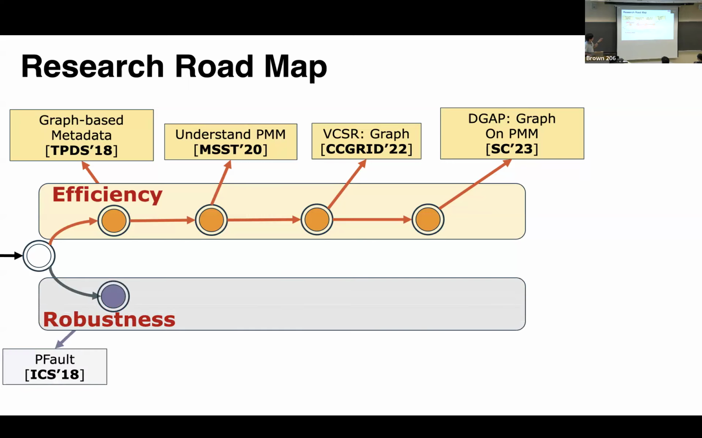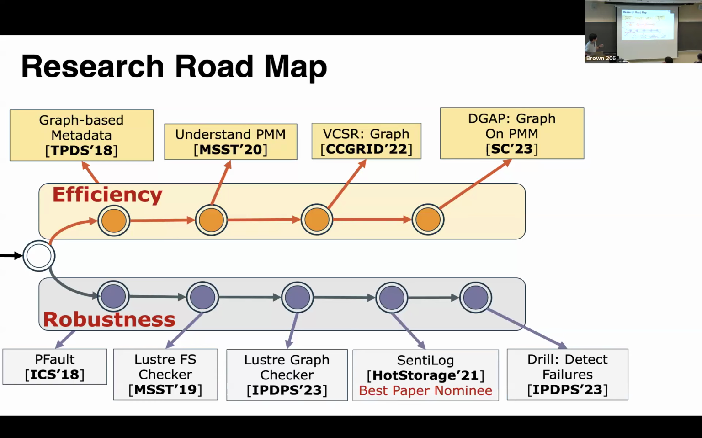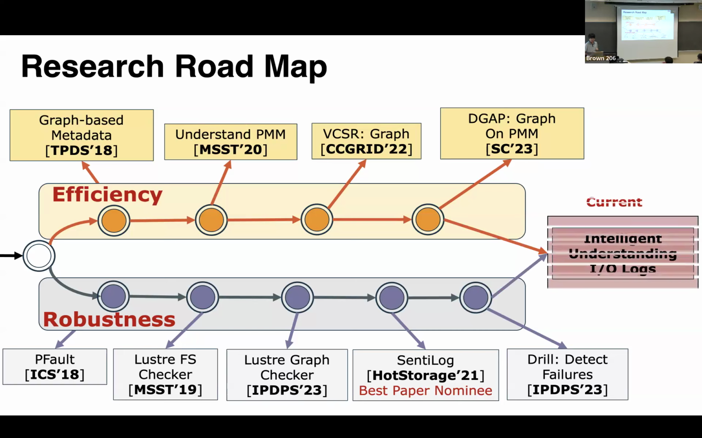Another theme of this research is robustness. We start with checking file system issues. When you have a file system, you store data on it. As things run at such a large scale, data may be broken as it runs. How to check for broken data and how to fix it is what we have done in the robustness part. Again, we have done a lot of work here as well. But what I want to talk about today is what we're doing right now.